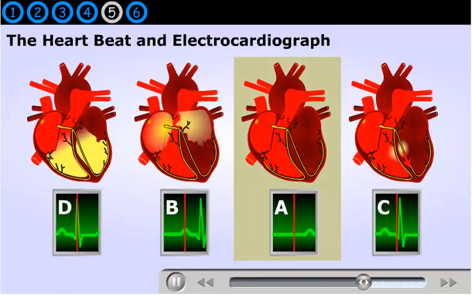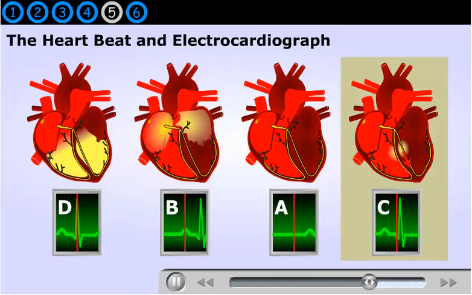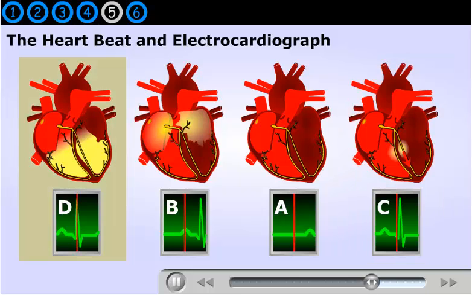A shows the relaxed heart as blood flows into the atria and ventricles. In B, blood is pumped from the atria into the ventricles. C shows impulses traveling to the apex of the heart. In D, blood is pumped from the ventricles to the major arteries.